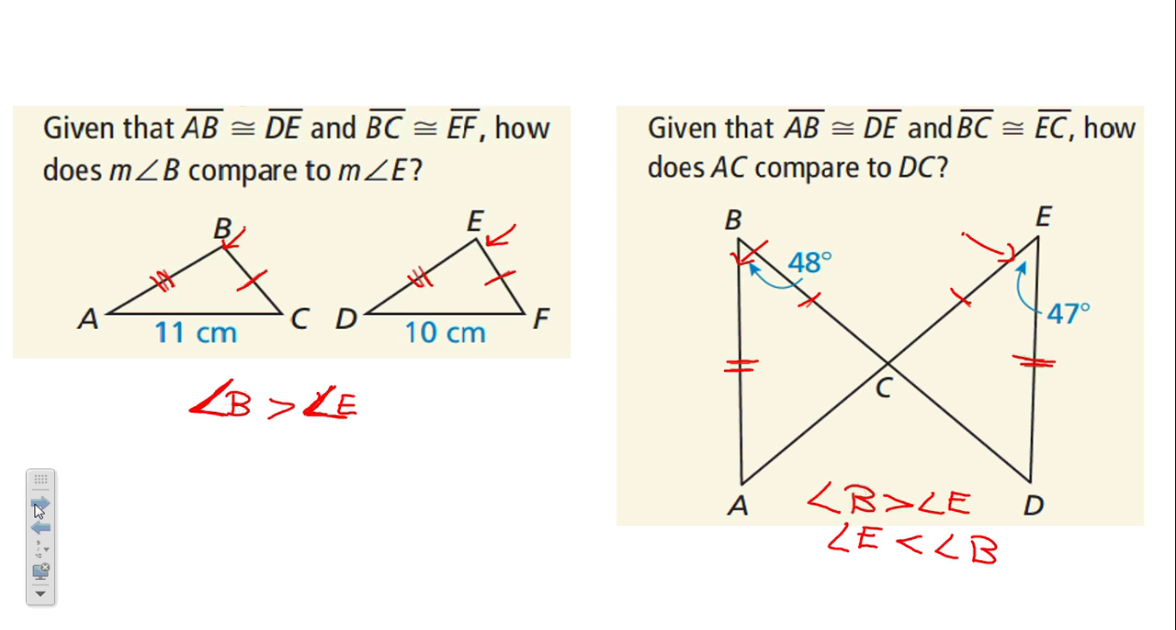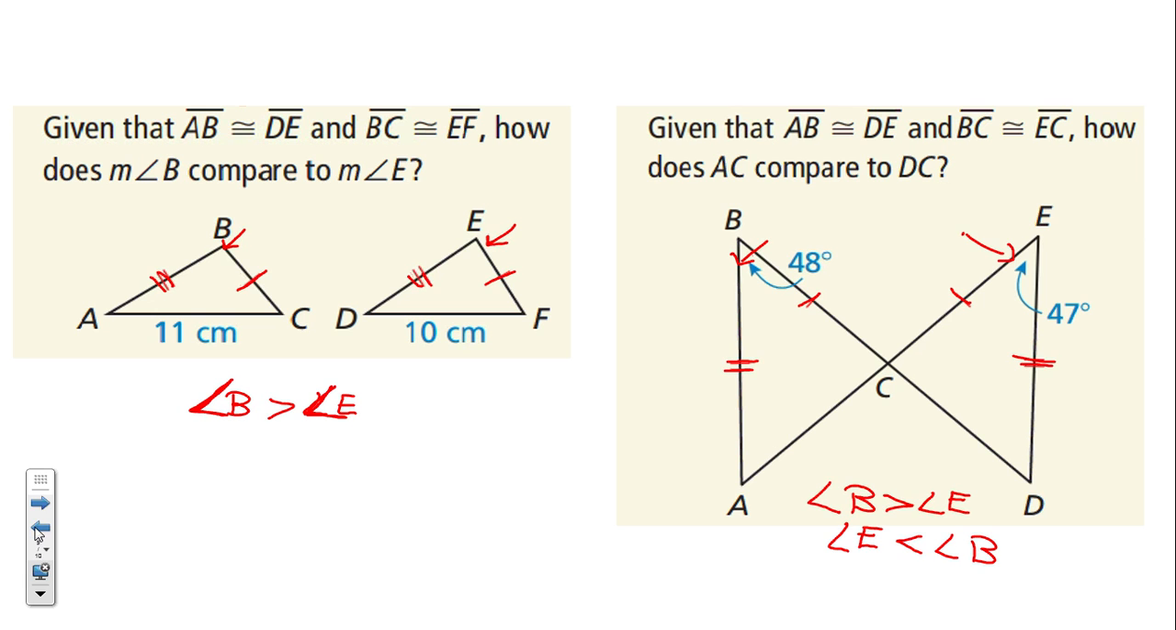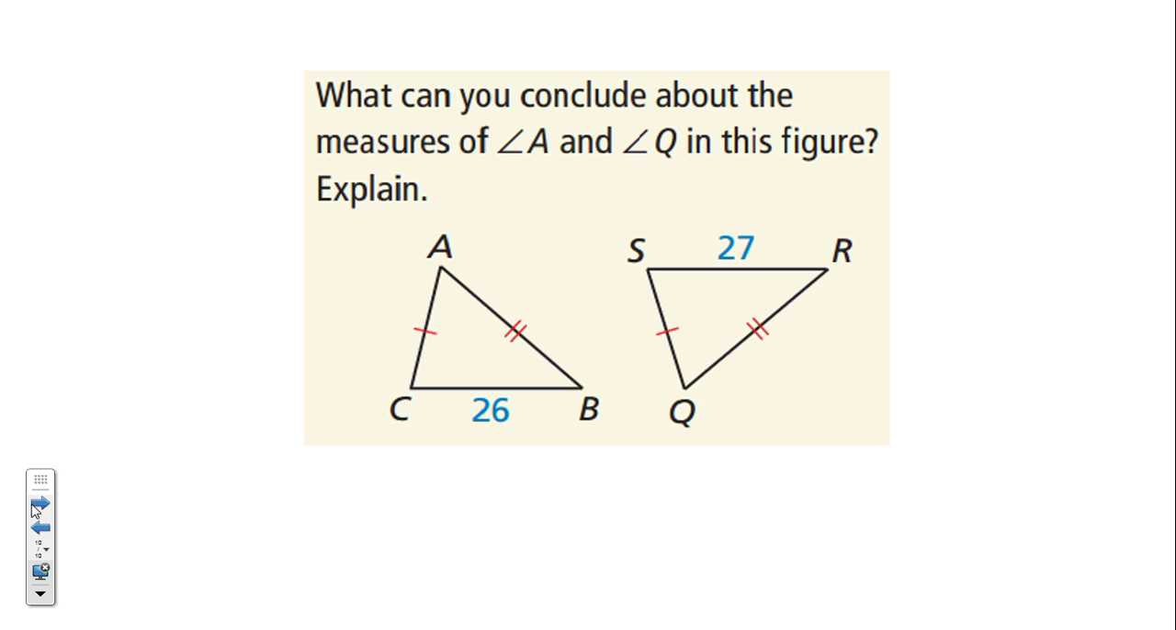Okay? All right. Last question. You bet. I'm sorry. Okay? Everybody good? All right, last question. What can you conclude about the measures of A and Q here? Now they've just changed orientation, haven't they?